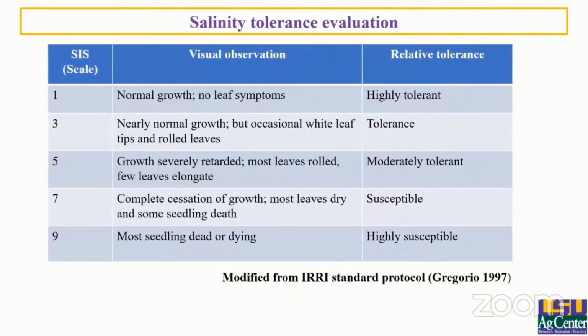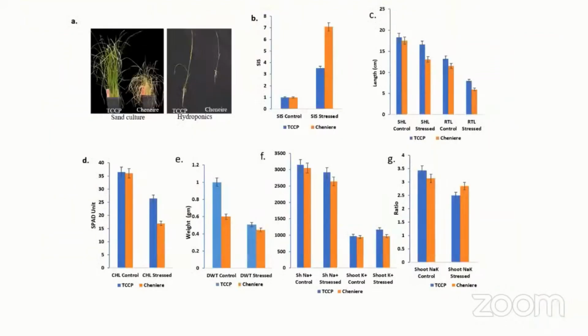For the visual salt injury score, we used the 1 to 9 SIS scale. 1 is for highly tolerant, 3 for tolerant, 5 for moderately tolerant, 7 for susceptible, and 9 for highly susceptible. In this figure, you can see TCP is our donor, and Sabine is our recurrent parent, the US rice variety. In sand culture, after 18 dS/m, you can see the response of the plants here, and this is the hydroponics condition. The healthy plant is the donor TCP, whereas Sabine is highly susceptible.